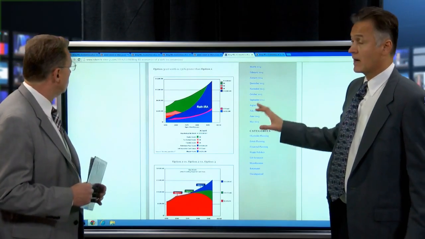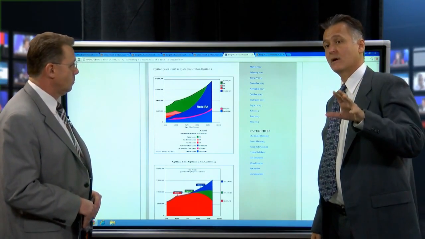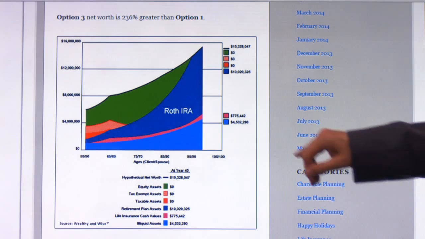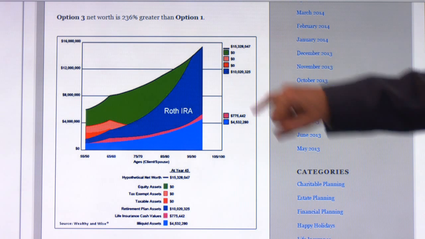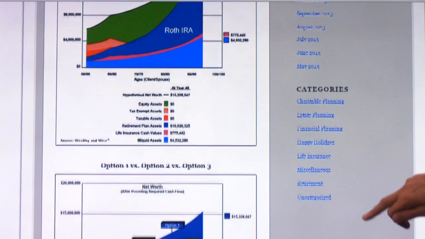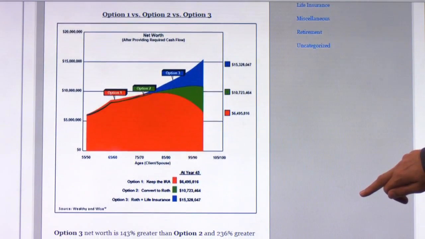Okay, so here's option 3, which is the Roth conversion and the purchase of the life insurance policy we just reviewed. So here you can see that the net worth grows to $15 million, because of the efficiency of the tax accumulation and tax-free distributions. And then here you have a comparison.